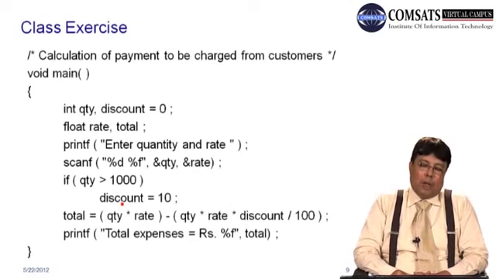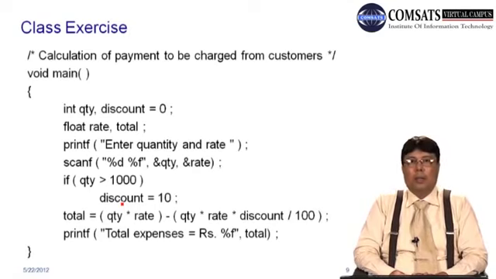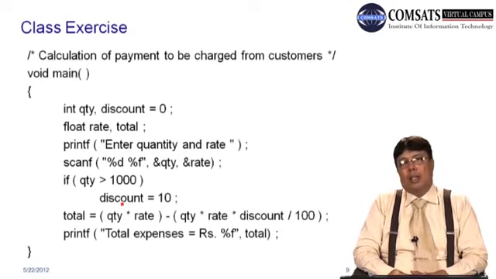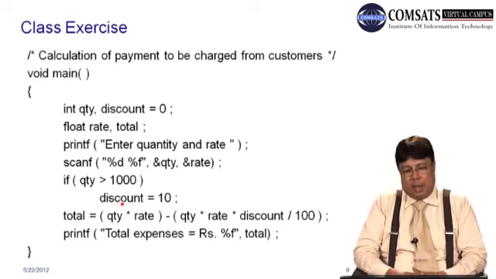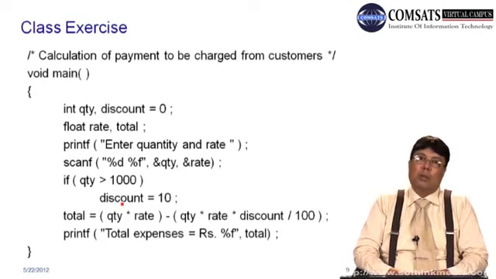Then you can put a check. If quantity is greater than 1000, then the discount is equal to 10. Now you can see that the body of the if construct contains just one single statement, therefore we have not used any curly bracket. Then we compute total is equal to quantity multiplied by the rate minus quantity multiplied by the rate multiplied by discount divided by 100. So here you can give a 10% discount, and then you can print out the result.